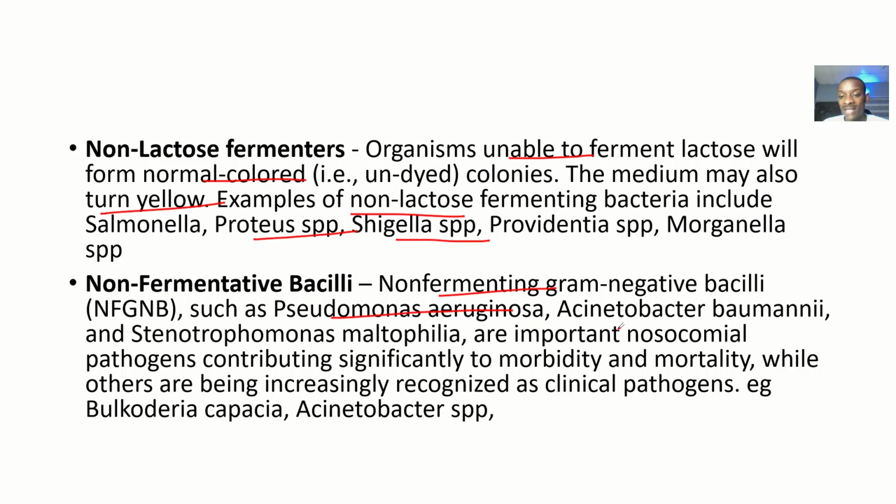Then we have Acinetobacter baumannii, and Stenotrophomonas maltophilia. These ones are important nosocomial pathogens. When they say something is nosocomial, that means it is an infection you get when you go to the hospital. These organisms found in the hospital have been resisting a lot of drugs, so when they infect you, they cause a lot of damage.